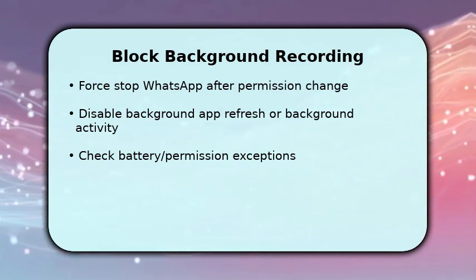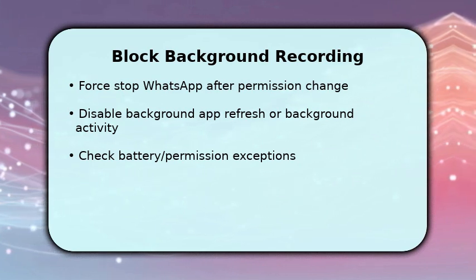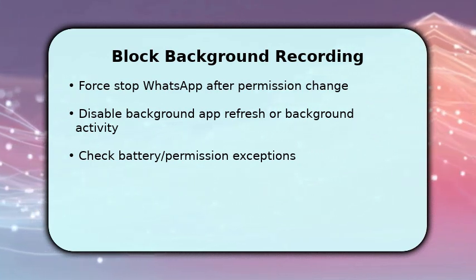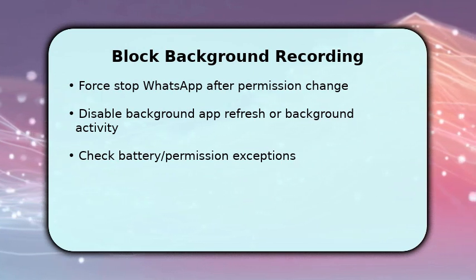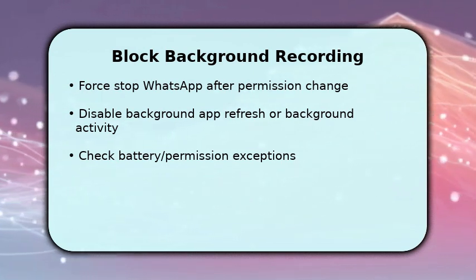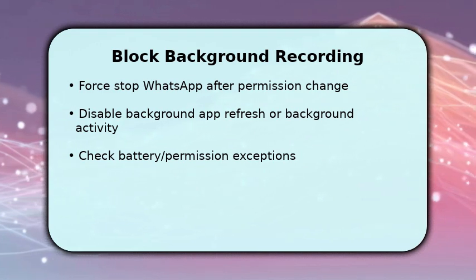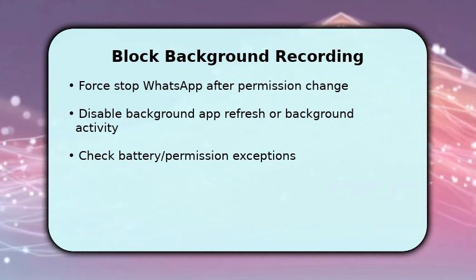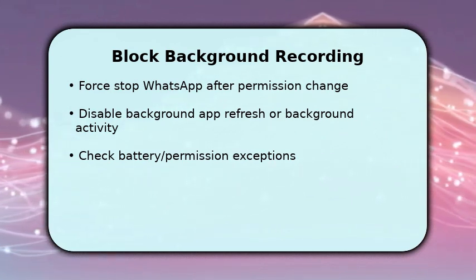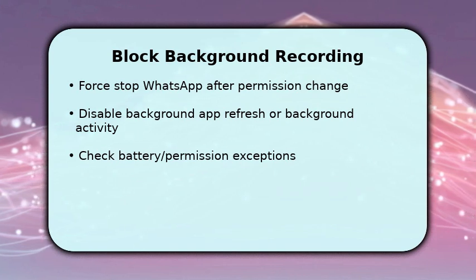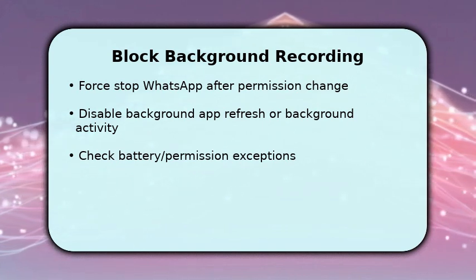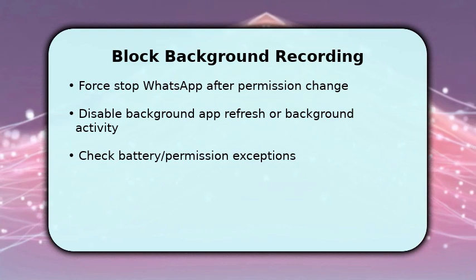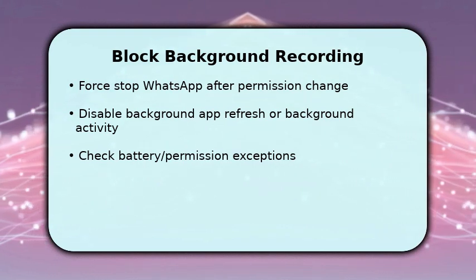Next, go to battery or app background settings and disable background app refresh or background activity for WhatsApp so it can't regain temporary mic access. On Android, also remove WhatsApp from any battery optimization whitelist. On iPhone, toggle background app refresh off. You do this because apps can sometimes request mic access during active sessions. Limiting background privileges reduces that chance and locks the permission state.